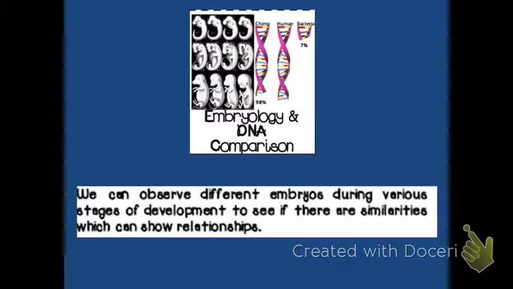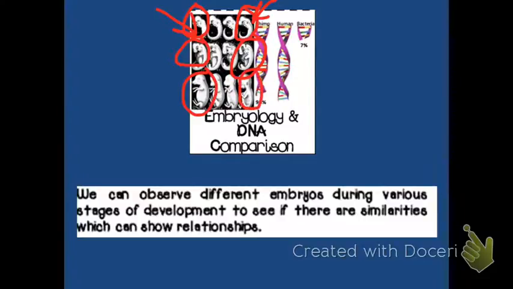So for instance, over here on the far left we have a pig development, and on the far right we have human development. So if you look over here at the beginning, in these early stages of embryological development, we can see that the embryos are very, very similar. And still, even in the second stage, they're still very similar. And it's not until we get to the last stage that they begin to differentiate into what they're going to end up being, or looking like.